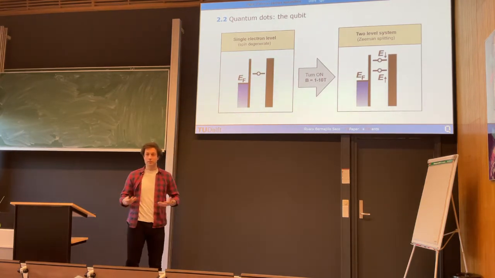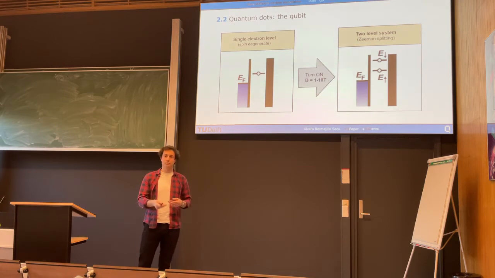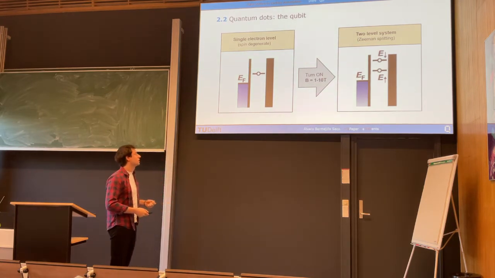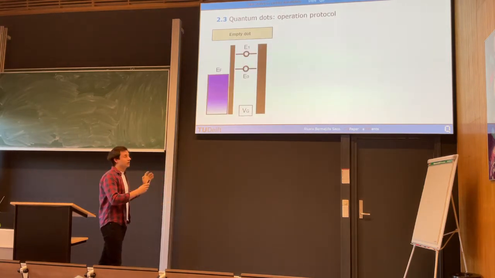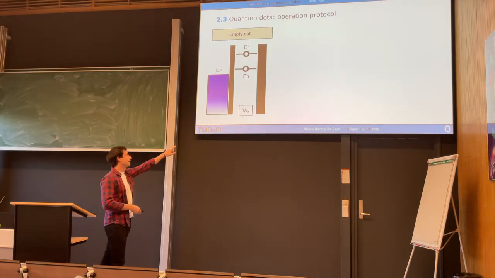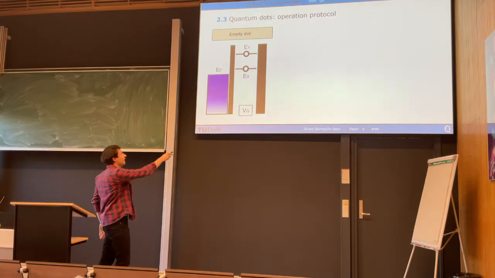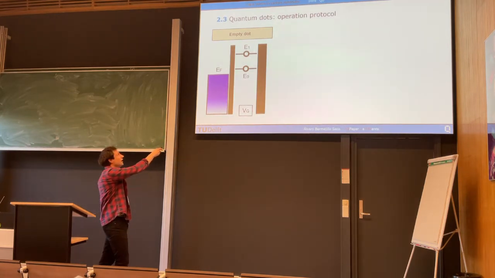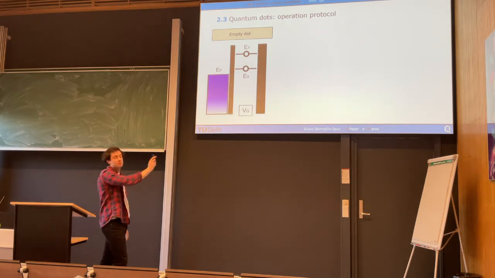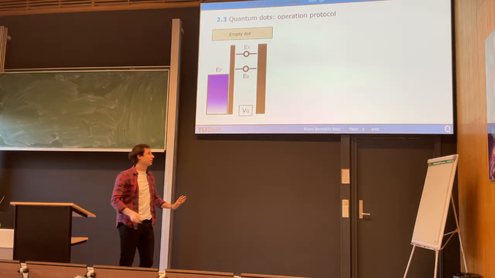Now, how do I operate it? How do I initialize states? How do I drive them? That's something we're going to try to see here. So we start with an empty dot. We have, with our gate voltage, remember that we can tune the height at which our levels are. So if I push them up, if an electron is here, it will just tunnel outside and relax. So this is empty. This is how we start.